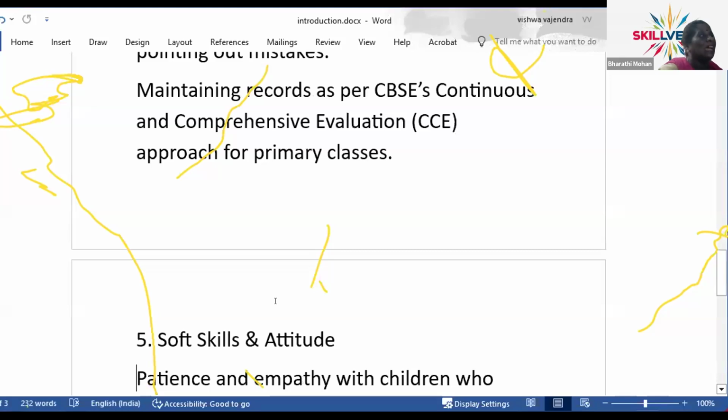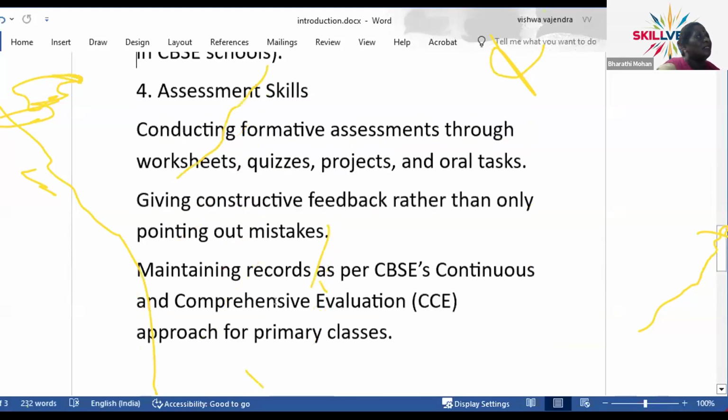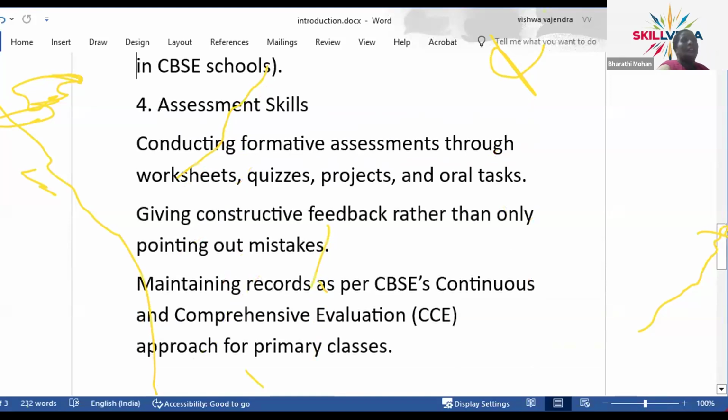Now, when we talk about assessment, what are the different ways of assessing the students in the class?